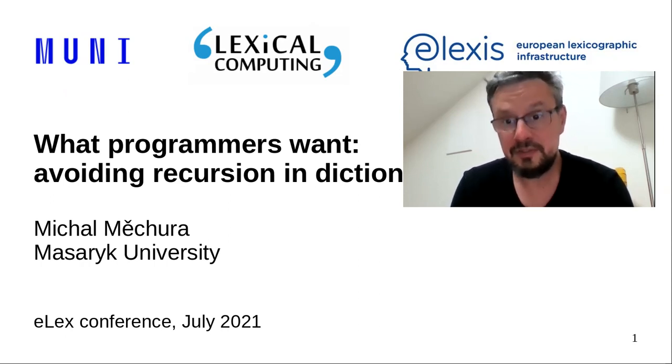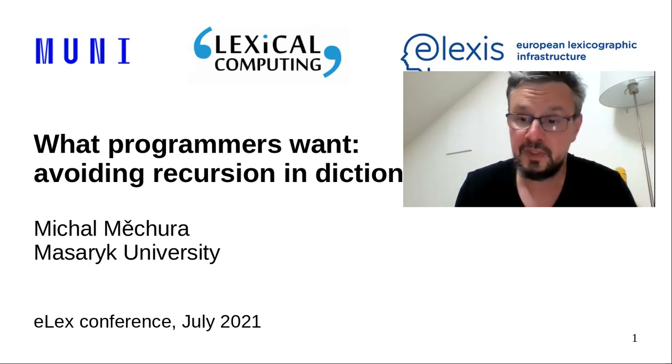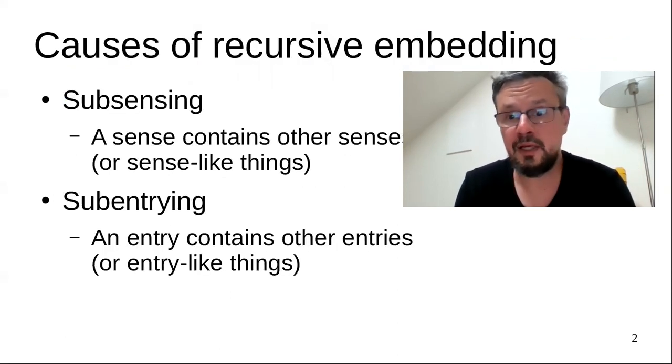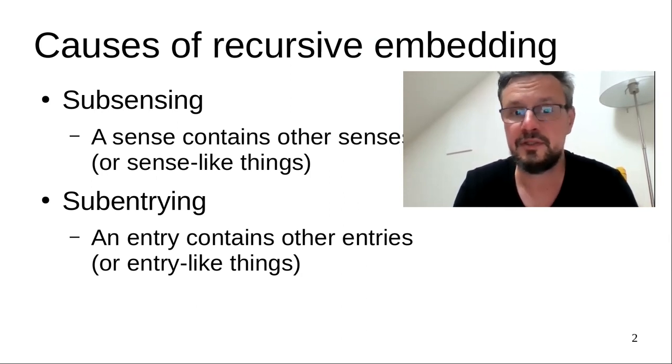So in my presentation today, I want to talk about one particular cause of complexity in dictionary schemas, which is the phenomenon of recursion or recursive embedding and various related phenomena. You have recursion in your dictionary if you have things like subsensing and subentrying, okay? Subsenses and subentries. If entries in your dictionary are allowed to contain sub-entries, or senses are allowed to contain other senses, and so on, then you have recursive embedding.